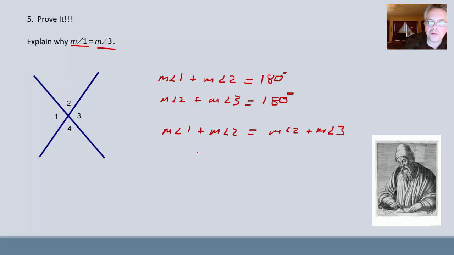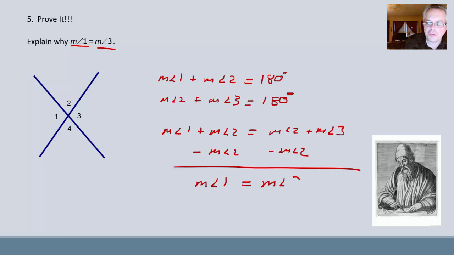So now I'm going to do one smooth move here. I'm going to subtract the measure of angle 2 from both sides, and I'm going to have what I want. When I subtract the measure of angle 2 from both sides, I get the measure of angle 1 equals the measure of angle 3. So I've shown it in general that's true. And there was nothing special about this diagram. It represented every situation we come across with vertical angles. And so I demonstrated that these opposite ones truly have to be equal.